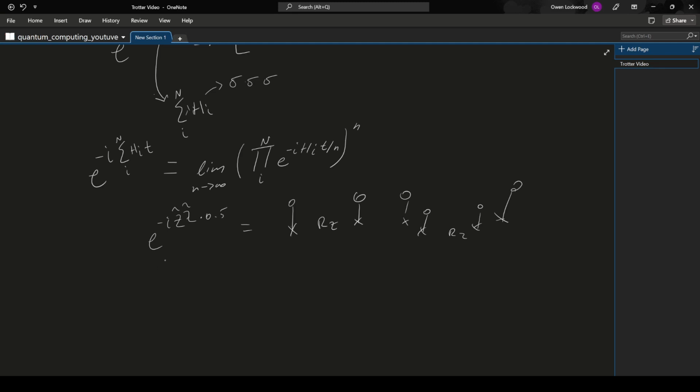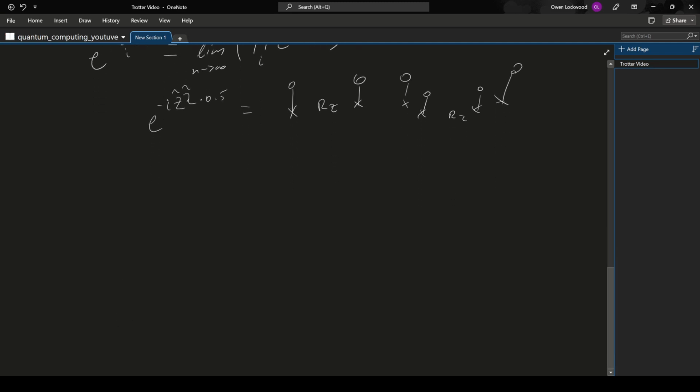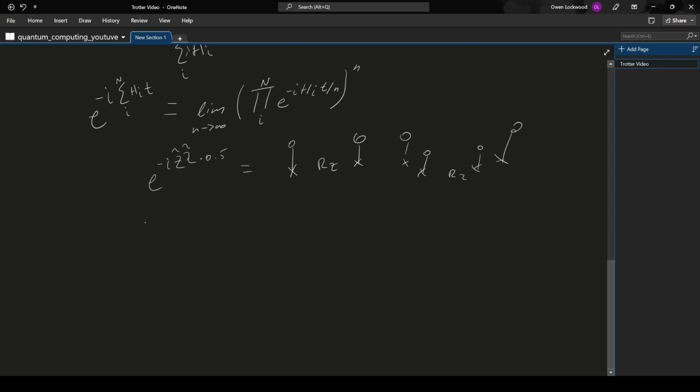And doing products of these is very easy because let's suppose we have our circuit for this term, and we want to multiply it. So we have e negative i ZZ. We have e negative i XX. Well, we can just do, on our zero state, this operation first on our circuit, then we just do this one, and then we're good to go. Easy peasy. So this product formalization is very nice.